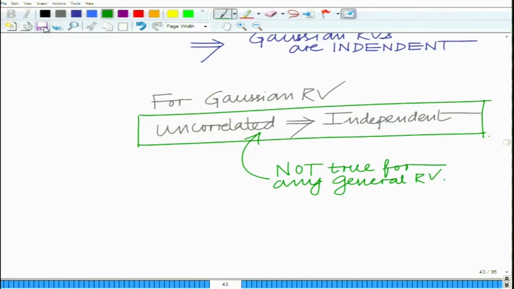All right. So, this small example illustrates this interesting property of the multivariate Gaussian random vector. Alright. So, we will stop here and continue with other aspects in the subsequent modules.